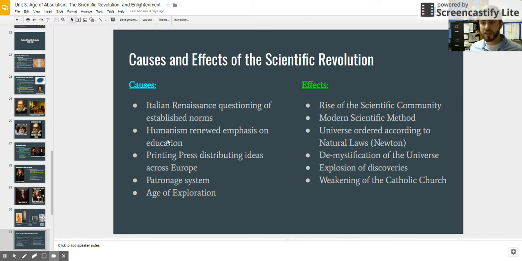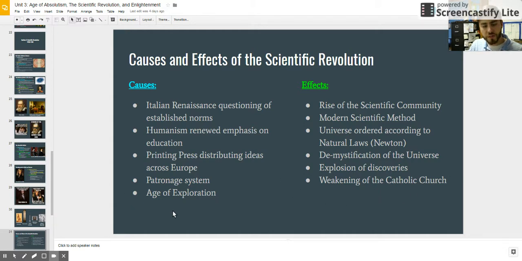The printing press is going to distribute all these ideas that we talked about. It's going to go from Newton's to Galileo's to Copernicus. All those books are going to be spread around thanks to the printing press. And now people are becoming more educated and learning more about the world. And it's really going to cause the weakening of the Catholic Church. They're going to look like the bad guys here because they're trying to hide behind their principles and try to prove these people as wrong.